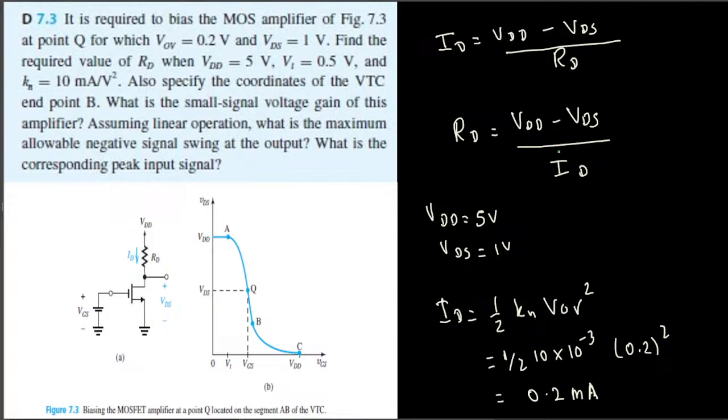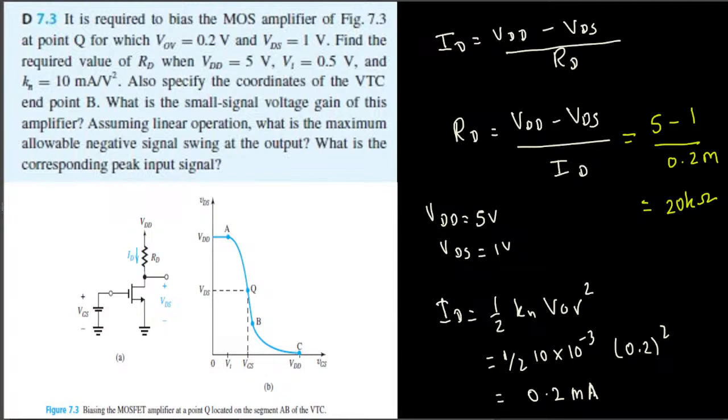Now you can plug in this equation. Let me just plug it here. VDD is 5 and VDS is 1, and we found this ID current to be 0.2. So that is 4 divided by 0.2 milli, which makes the resistor into kilo. So 4 divided by 0.2 milli is going to be 20 kilo ohm resistance. Okay, so now we have RD. That's the first part of the question. We did it. And the second part, let's see what else we have to find.